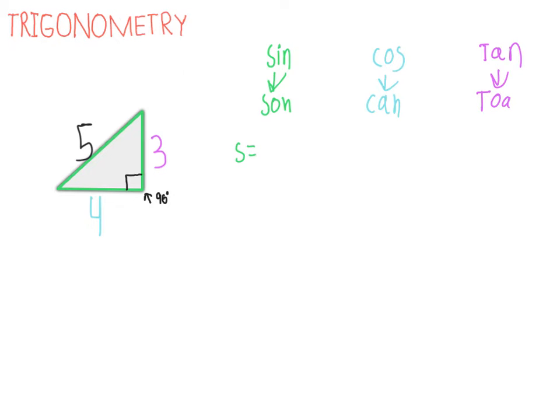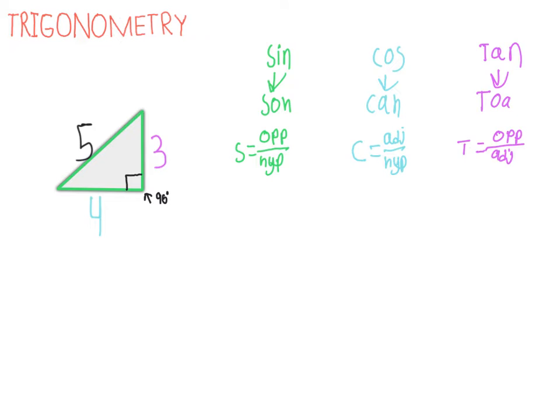sine equals opposite over hypotenuse. Cosine equals adjacent over hypotenuse. And tangent equals opposite over adjacent. Now, this probably does not make a lot of sense. You're probably thinking, what is he talking about?